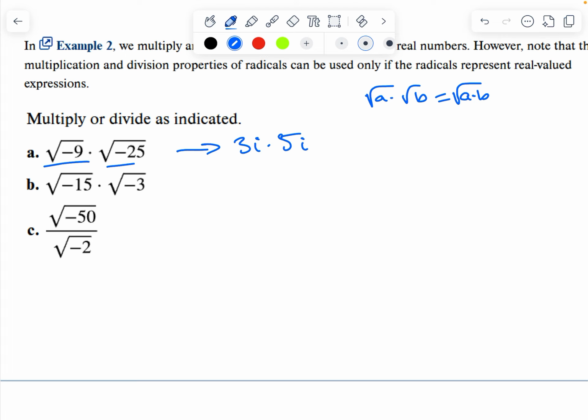Since those were both negative inside the square root, they have to have an I with them. And now we can do the multiplication. If I had x times x, it would be x squared, the same way here. I times I is I squared.